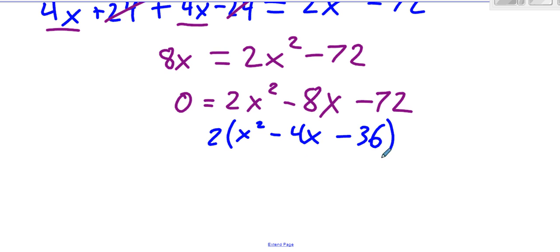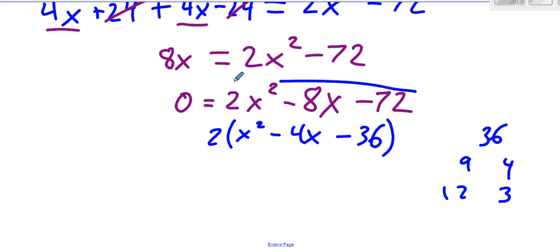And then you're looking for two numbers that multiply to be 36 and add to be 4. 36 is 9 times 4. That doesn't add to be 4. 12 and 3. That doesn't add to be 4. If you can't come up with it, here's a good trick.